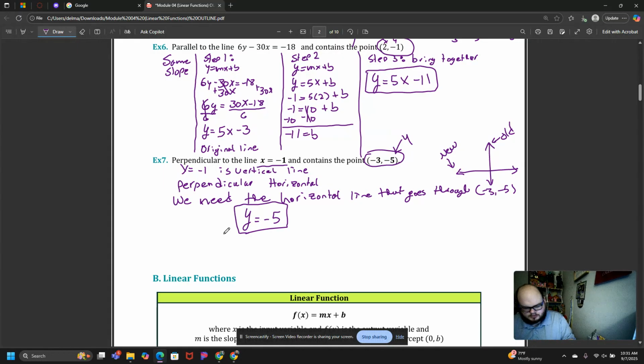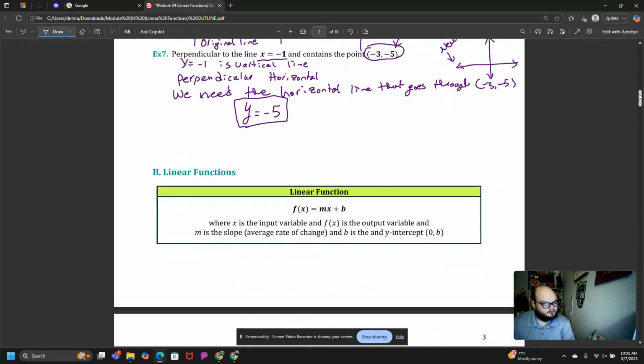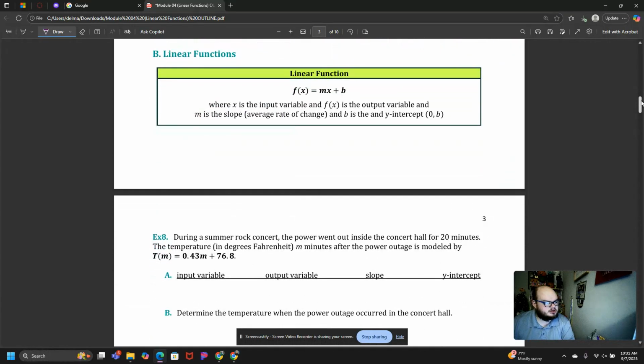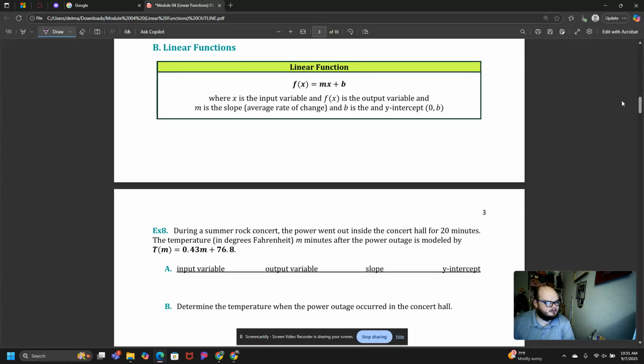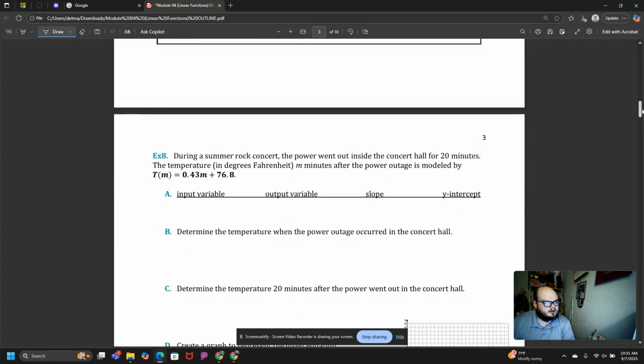Alright, so moving right along to example number 8. If I can get my scrolling wheel to scroll. So we're still on those linear functions in the same format. Notice we rewrote this as f of x. Okay, remember that's just the same thing as y.